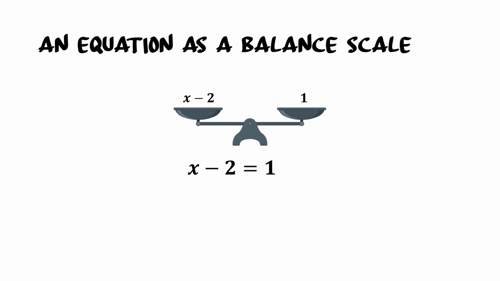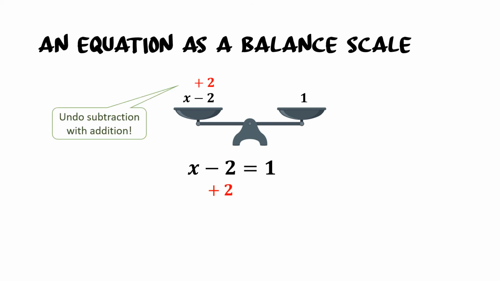So let's look at the equation from before. Remember, the goal is to get x by itself on one side, so what can we do to undo the minus 2? Let's add 2 to that side. But remember, that also means we must add 2 to the right side to keep the equation in balance. Now, on the left side of the equation, the negative 2 and the positive 2 cancel out, leaving just x. And on the right side, 1 plus 2 is 3, so x equals 3.